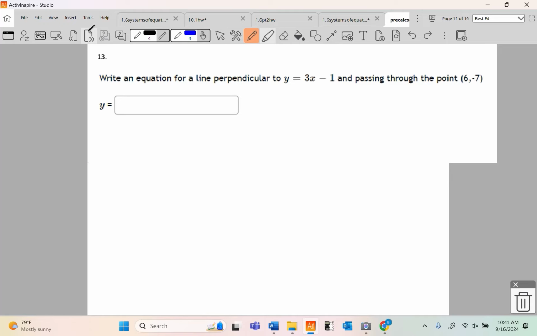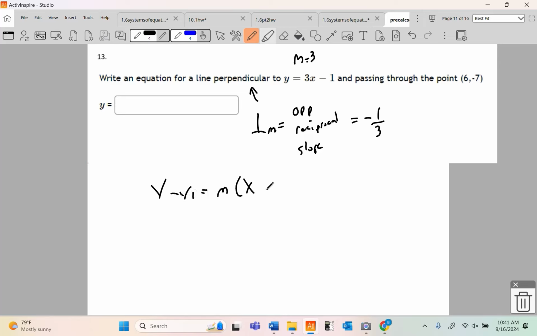Write an equation for a line perpendicular to y equals 3x minus 1 that passes through the point (6, -7). All right, if you're perpendicular, your slope is going to be the opposite reciprocal. So this guy has a slope of 3, so the opposite reciprocal slope has to be -1/3. Opposite on sign, flip the number. It passes through a point, so we're going to use point-slope form: y minus y1 is m times x minus x1.